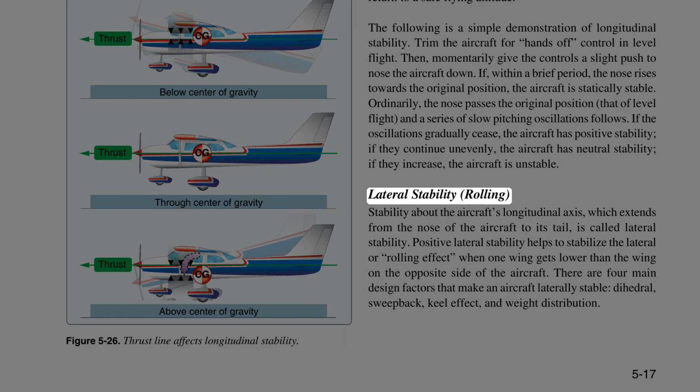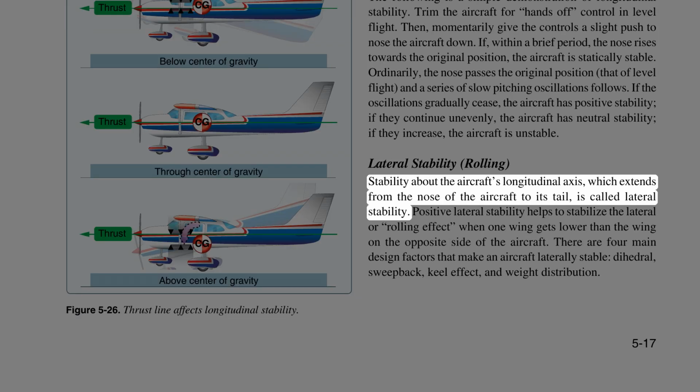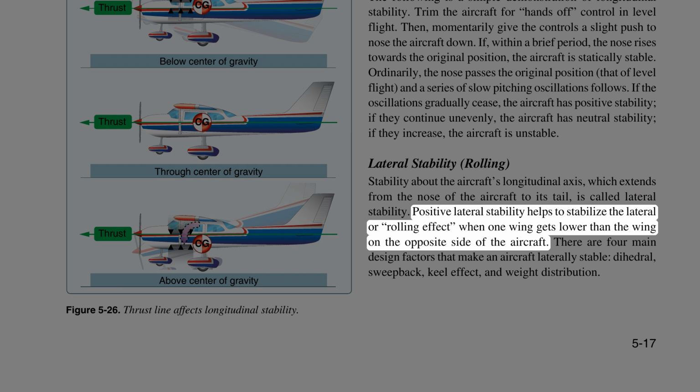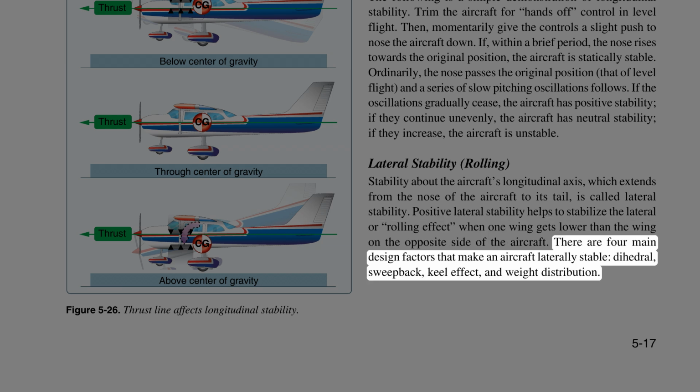Lateral stability, rolling. Stability about the aircraft's longitudinal axis, which extends from the nose of the aircraft to its tail, is called lateral stability. Positive lateral stability helps to stabilize the lateral or rolling effect, when one wing gets lower than the wing on the opposite side of the aircraft. There are four main design factors that make an aircraft laterally stable: dihedral, sweepback, keel effect, and weight distribution.